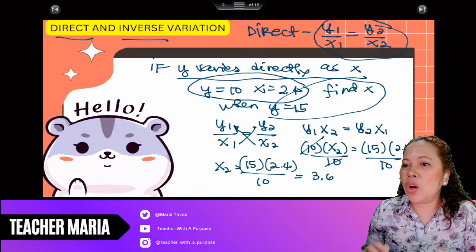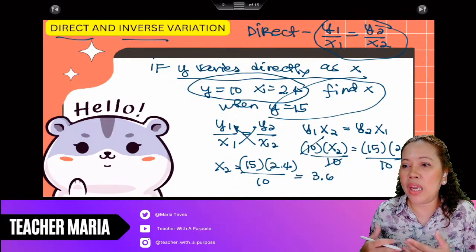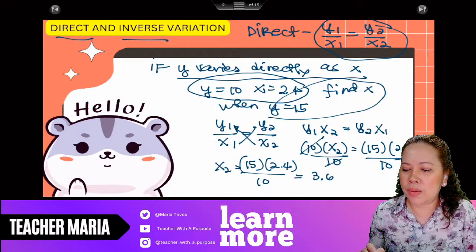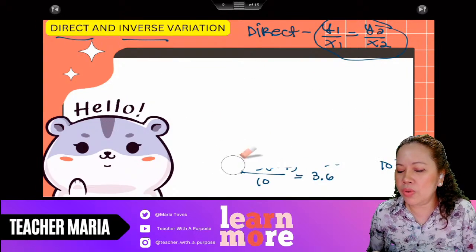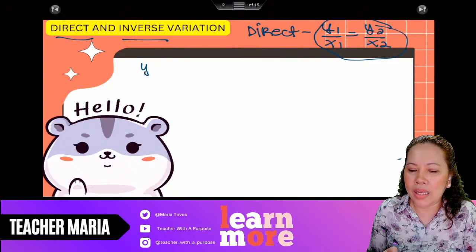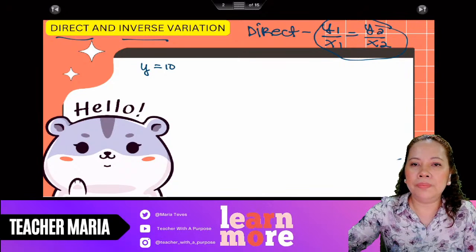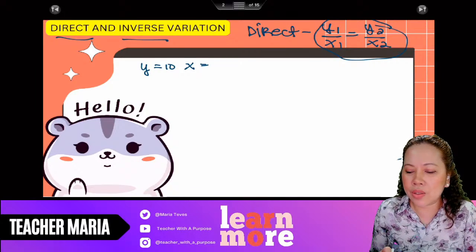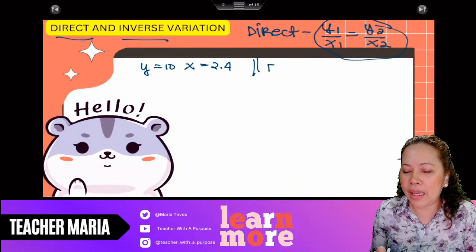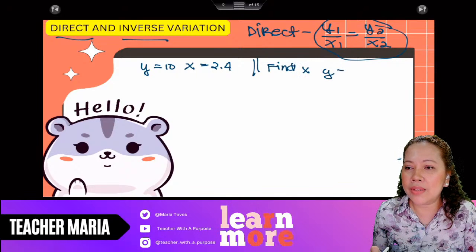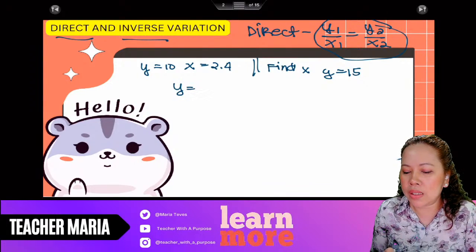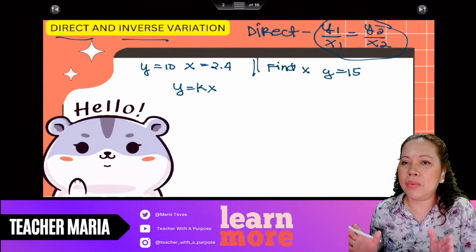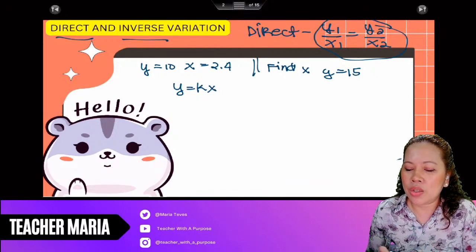Okay, so I'll show you as well, Colonel, how to use y equals kx. Let me just erase this. Okay, so bale, yung binigay sa'yo is, y is 10, x is 2.4, and then find x when y is 15. So since it is direct, it will be y equals kx, right? Because it is being multiplied. It's increasing. So kx siya.